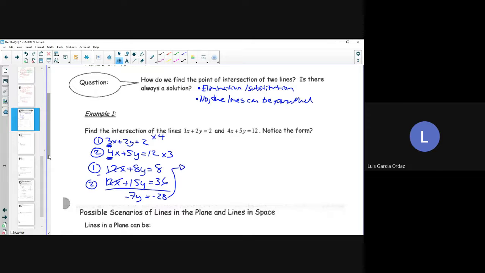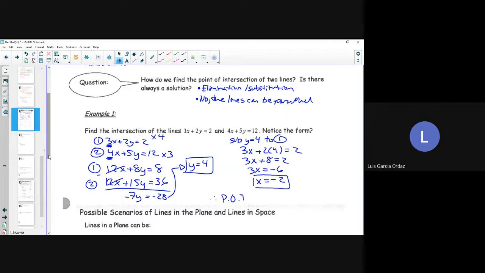If I isolate for y, I get y is equal to 4. So I found my y component for my point of intersection in this system of equations. Now to figure out what my x value is, let me just sub in y is equal to 4 into my first one. So I get 3x plus 2 times 4 is equal to 2. 3x plus 8 is equal to 2. 3x is equal to negative 6. x is equal to negative 2. Therefore, my point of intersection is negative 2 and 4.